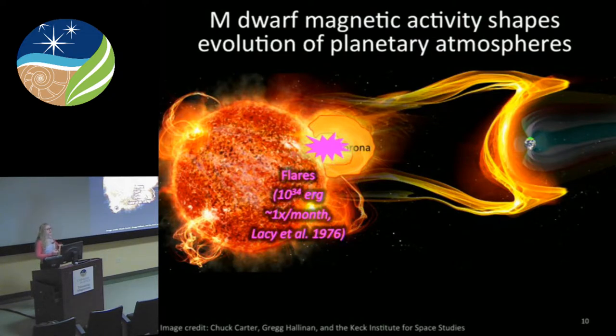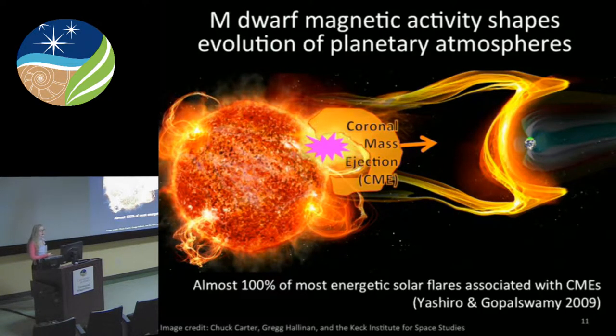Now, if we apply the solar model for space weather to these stars, we expect that really high energy flares are accompanied by coronal mass ejections, or CMEs. These are eruptions of magnetized plasma that move away from the star. And in the Sun, a highly energetic flare is almost certainly associated with a CME. It's 99.5% or something like that. It's a very high rate of association.